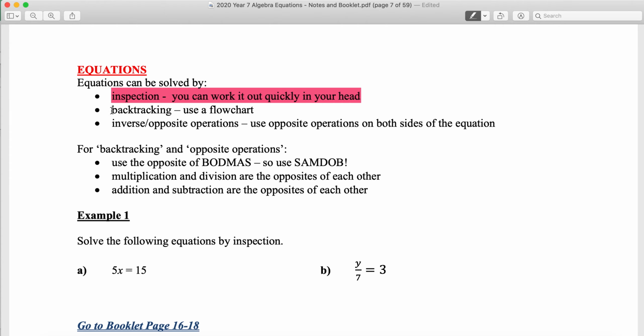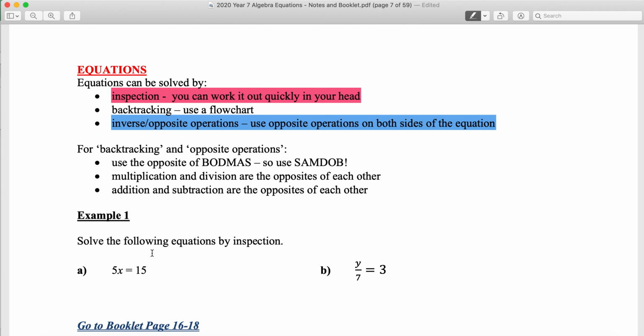You can also work them by backtracking or use a flowchart. We are not going to do this in this class because it is an intermediate step to go into this one, the important one, inverse or opposite operations. That's how you're going to be solving equations from now on. But that's a matter for another topic, so I'm not going into these now. We're just going to focus on inspection, the ones that you can work out very quickly.